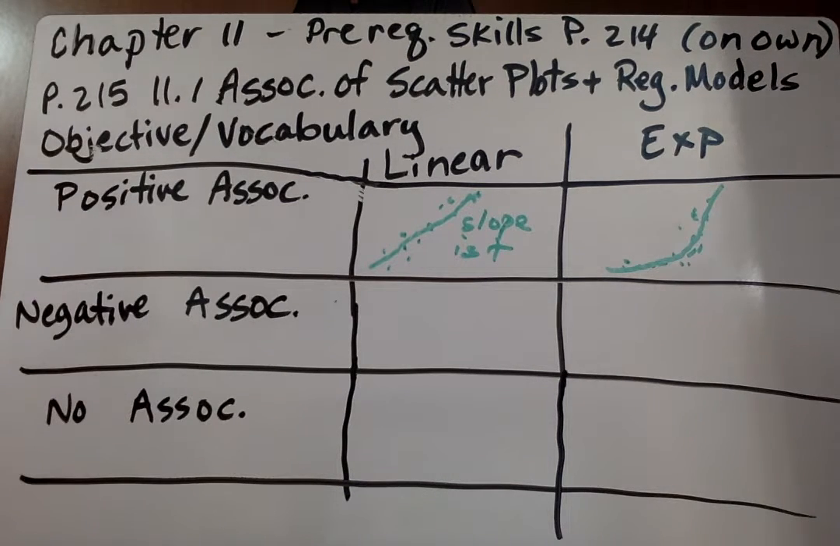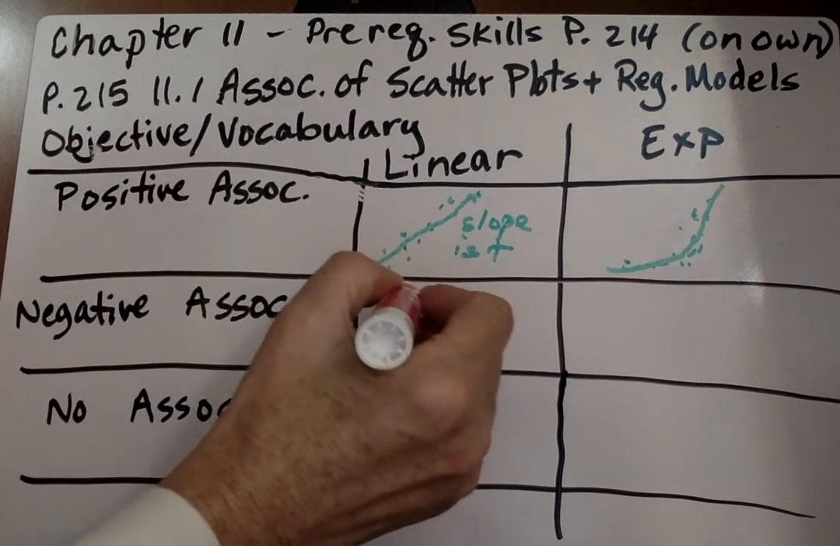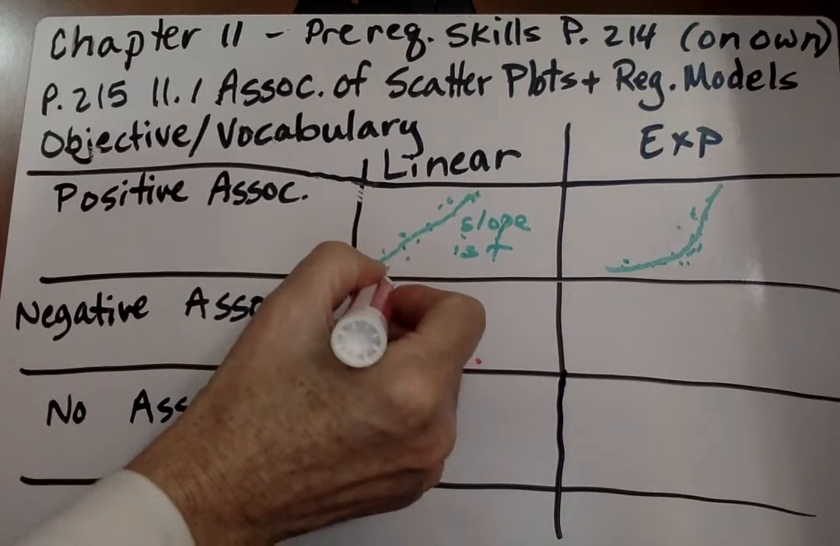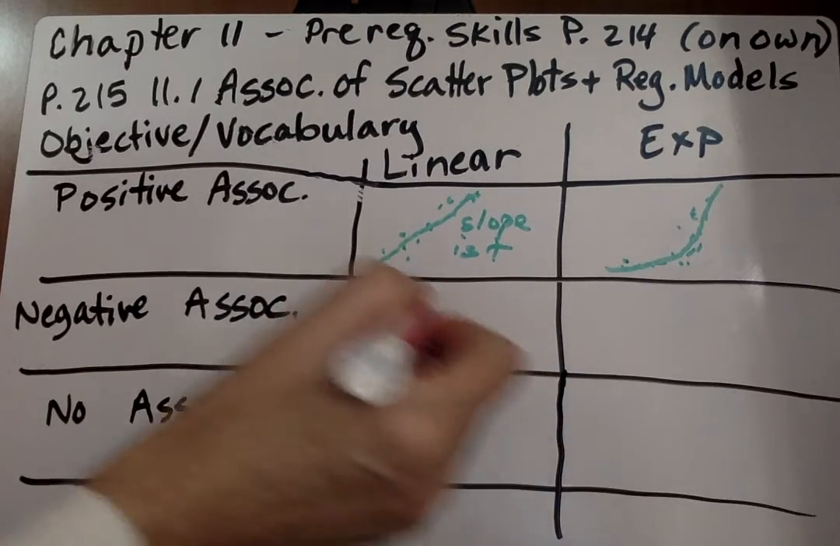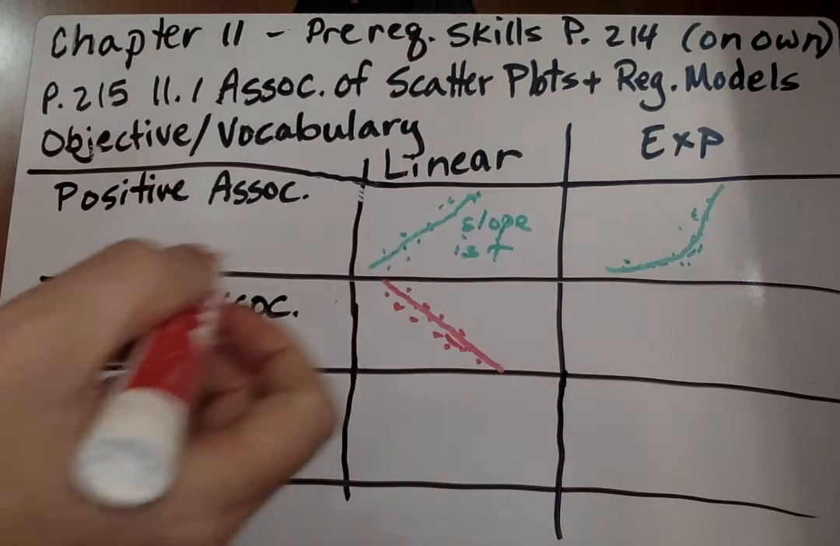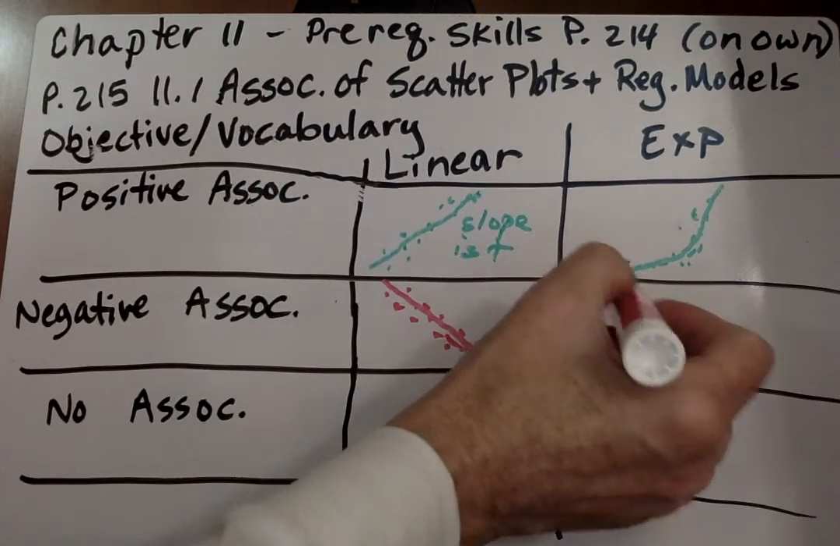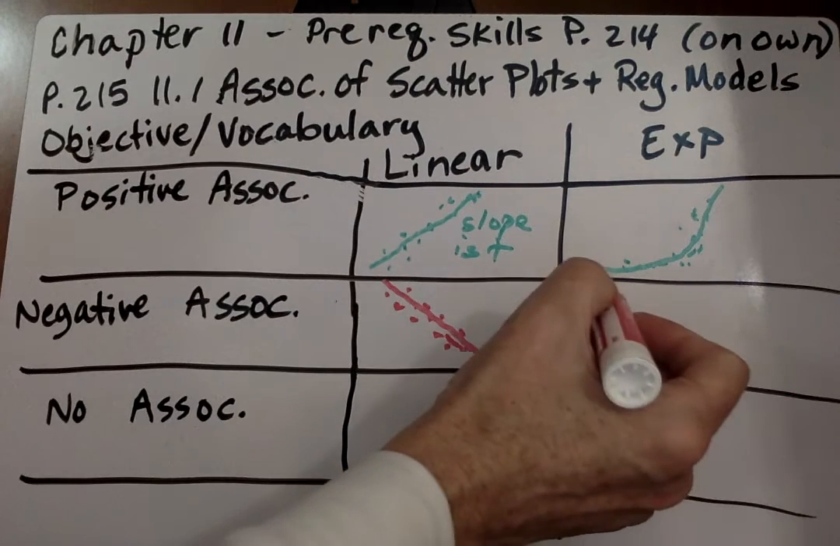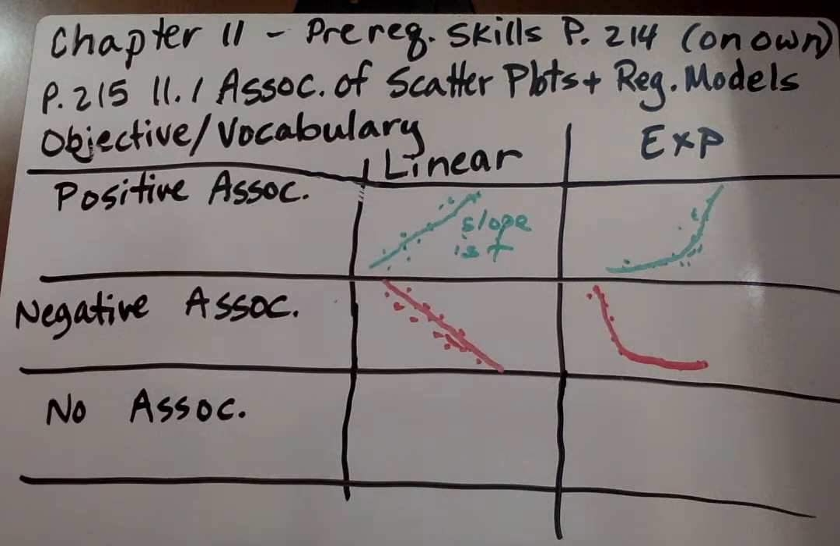Next, we're going to talk about negative association. That is when, in general, the dots are going down. So you could draw a line through it, and most of it's going to be right around that line as it's going down. So this would be linear negative association. Now, if it's exponential and it's a negative association, we have some up high here, and then we have some that'll be going down, and then all of a sudden the graph curves like that. That would be exponential negative association.